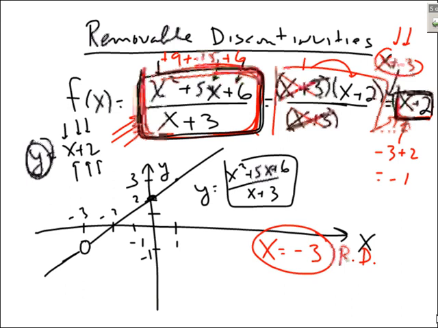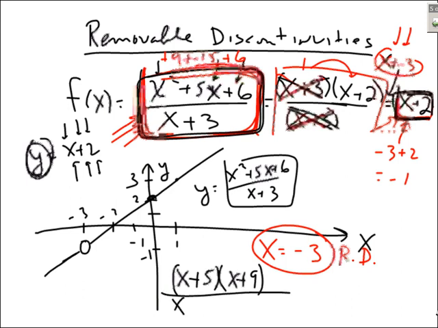And after you cross out that removable discontinuity, it doesn't make the bottom 0 anymore. How might it make the bottom 0? Well, if you factor the top and you get, say, x plus 5 times x plus 9, and in the bottom you have x plus 5 squared, or x plus 5 times x plus 5 times 2x minus 1. Well, when x is -5, it makes the top and bottom 0. But the problem is that now it's a vertical asymptote.